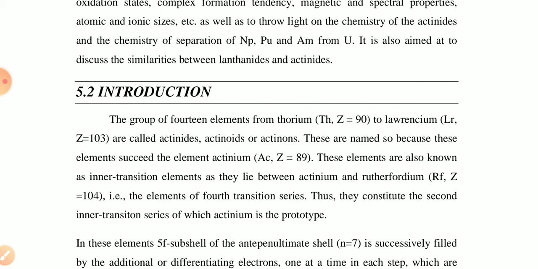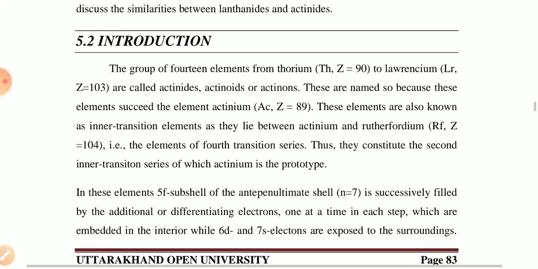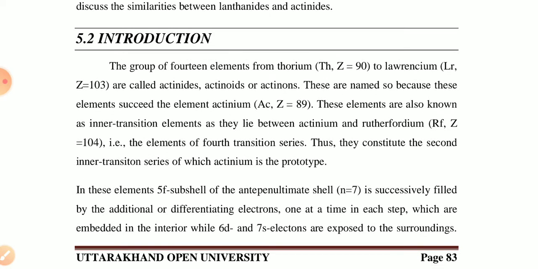They are named like this because the elements are successively present after actinium, which has atomic number 89. These elements are known as inner transition elements as they lie between actinium and rutherfordium. These elements have similar characteristics to other elements, like the 4d elements.